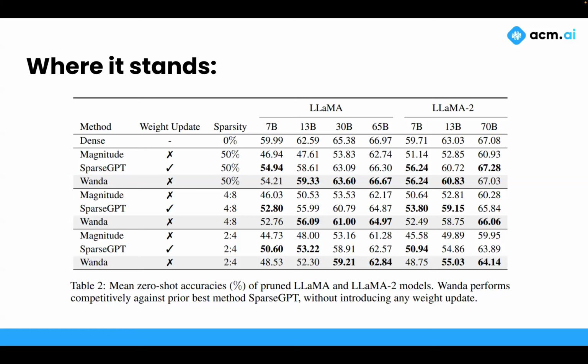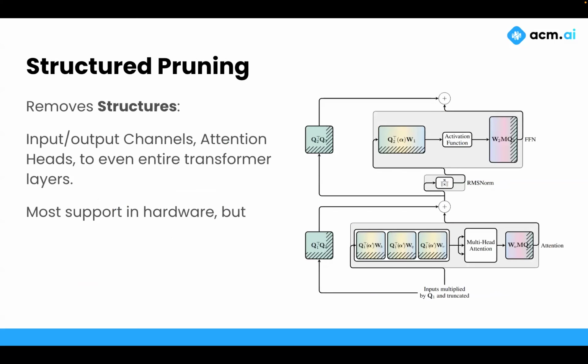And second of all, this type of pruning really only gets us 50% reduction, which isn't actually as much as what we can do with quantization.